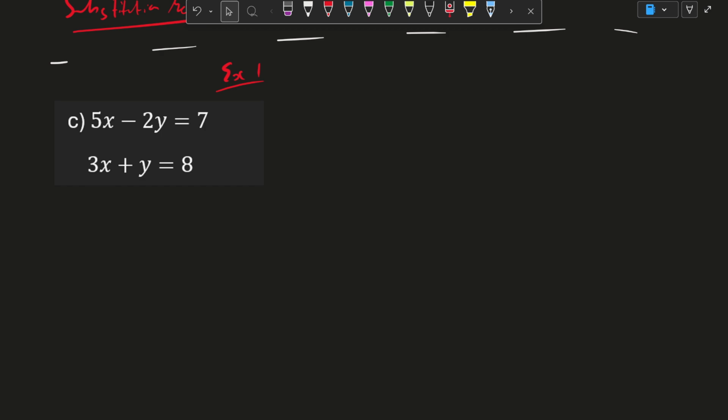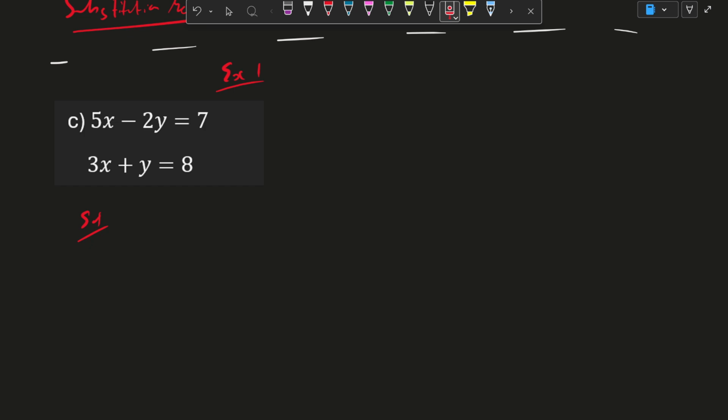We have to solve the pair 5x take away 2y is equal to 7 and 3x plus y is equal to 8. Now, the aim of the game for the elimination method is, first thing we need to note is we need to match a number in the variable. So what I mean by that is we need to have the same amount of x's in both equations, or equivalently, the same number of y's in both equations.